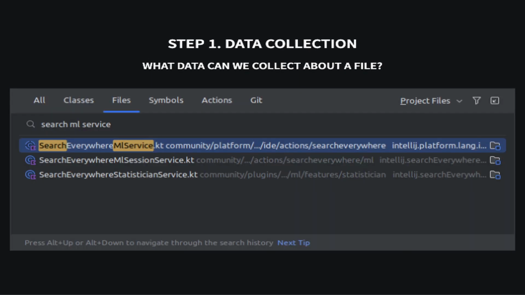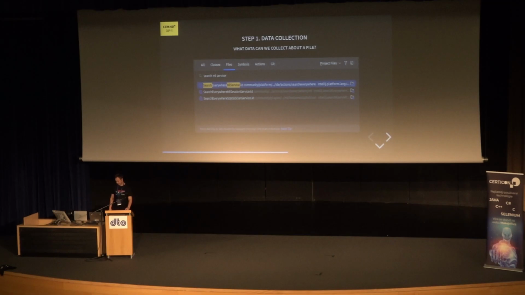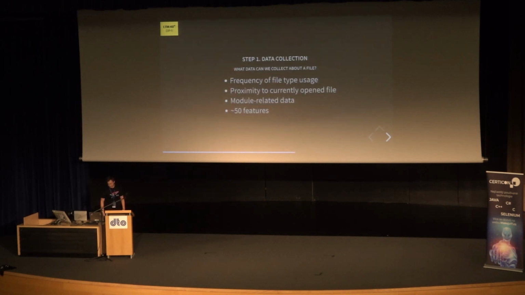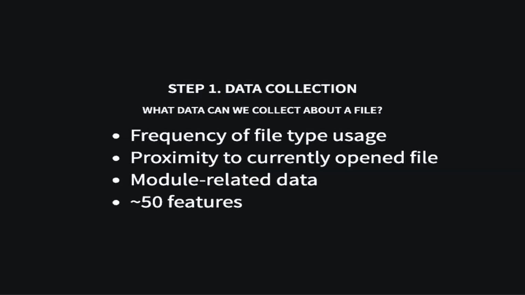So we start with data collection. It's a very interesting, quite hard process because you have to be creative. You have to think, okay, if I'm looking for a file, what information can I get about the file that will help me prioritize it? We already mentioned things like frequency of usage, frequency of the file type or the language, maybe a few things like package distance and so on. We also have module-related data. So for example, is the file that I'm looking for in the same module that my currently open file is? Or maybe it's accessible from that module. In total, we have about 50 features that help us to rank files in the Files tab of Search Everywhere.